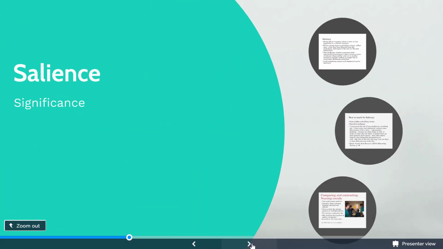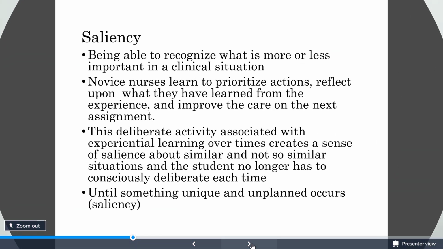So what is salience? First of all, what is salience? Salience, or saliency, is being able to recognize what is more or less important in a clinical situation. Novice nurses learn how to prioritize actions, reflect upon what they've learned from prior experiences, and then improve the care of the next assignment, right? The process of critical thinking and improving your clinical judgment.